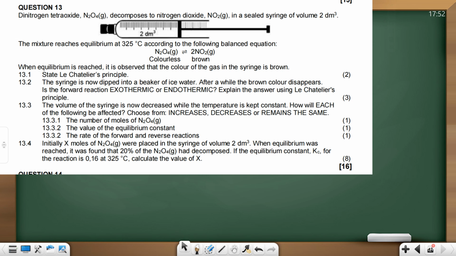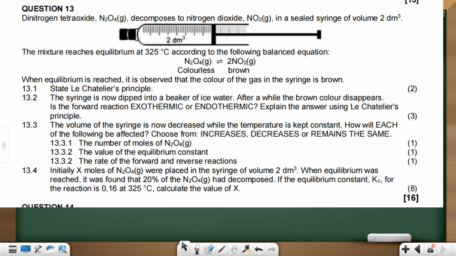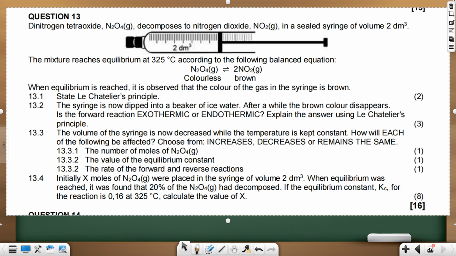Let's try this quickly. We won't take long on this. I'm going to guide you through. If you're talking, you're going to lose me. Dinitrogen tetraoxide, N2O4, decomposes to nitrogen dioxide in a sealed syringe, volume of 2 dm³. The mixture reaches equilibrium at that temperature.